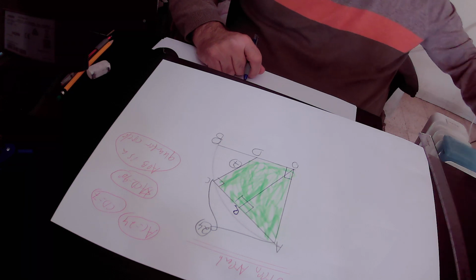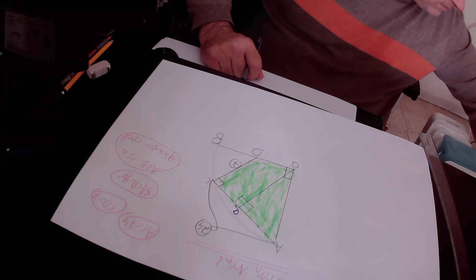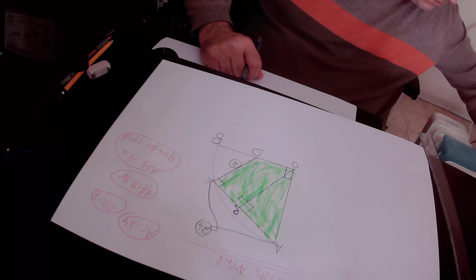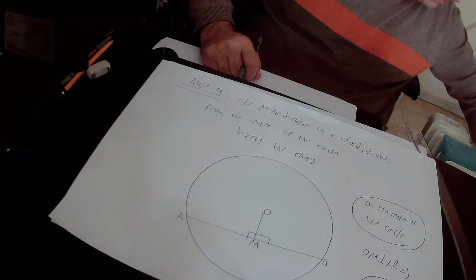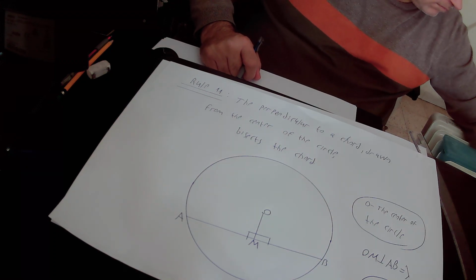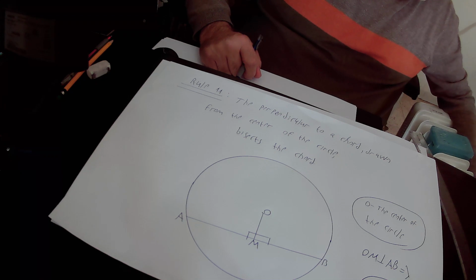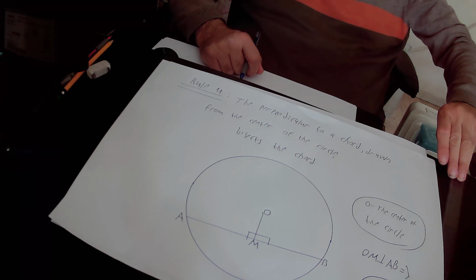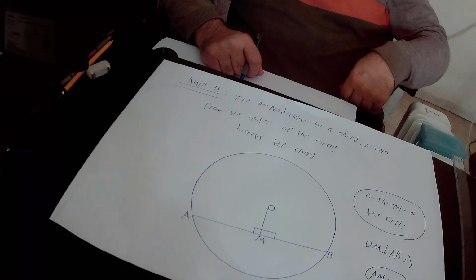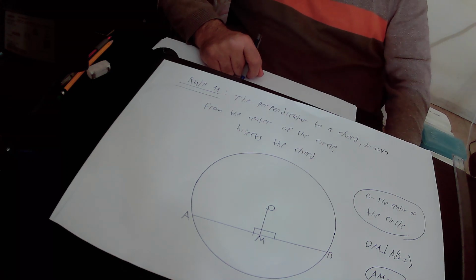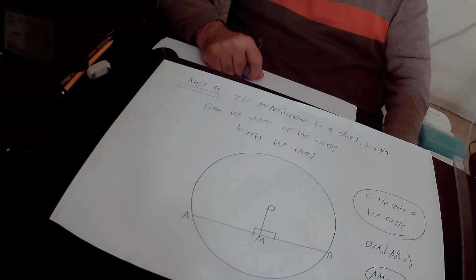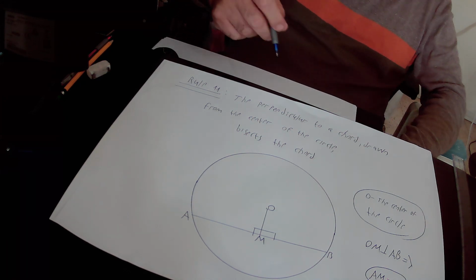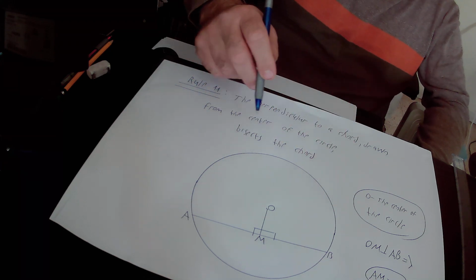Here we have rule number 11. According to rule number 11, the perpendicular to a chord drawn from the center of the circle bisects the chord. Point O is the center of this circle.